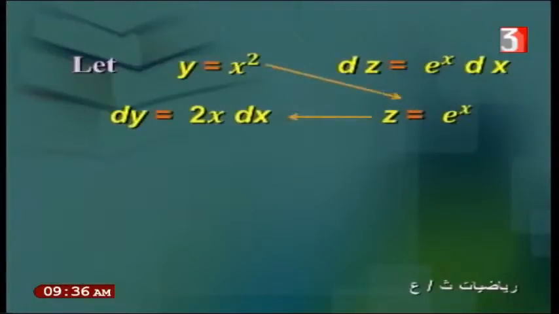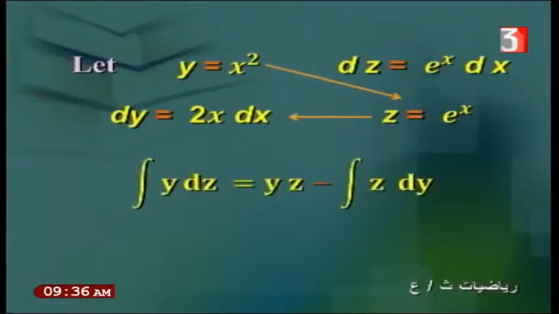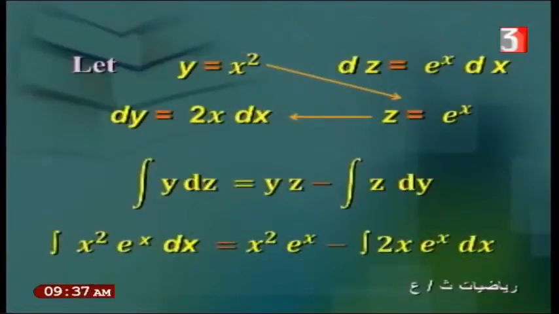Then the rule of integration by parts: the integration of y dz equals yz minus the integration of z dy. Then the integration of x power 2 e power x dx equals x power 2 multiplied by e power x minus the integration of 2x times e power x dx. The second term is the function 2x e power x dx. We can use the rule of integration by parts another time to find this integration.